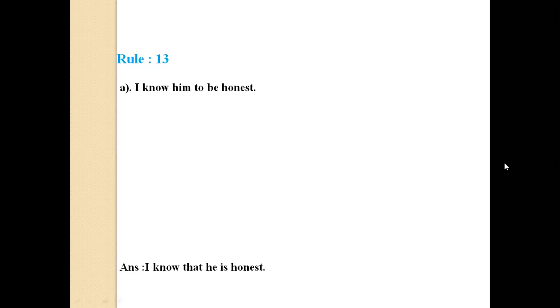Rule 13: I know him to be honest. Here the structure is subject plus verb plus object plus "to be". If a single sentence follows this structure, make it complex in this way: I know that he is honest.